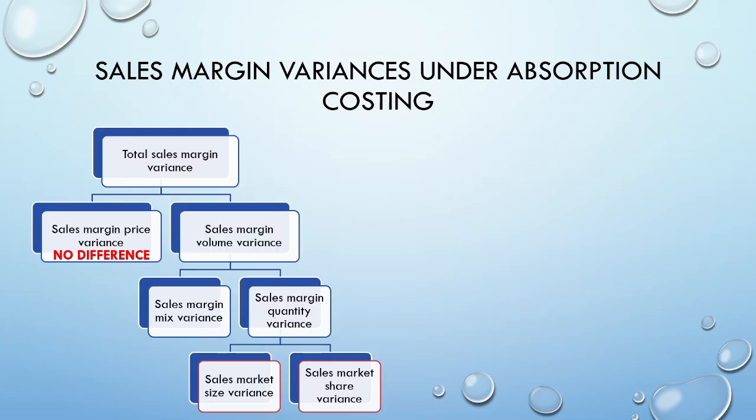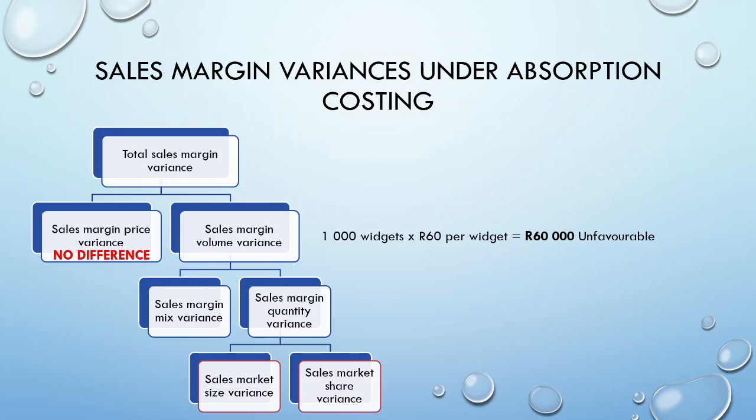Now remember, the only difference in calculating the volume variances under variable costing and absorption costing is that we use the profit margin rather than the contribution margin. So for our sales margin volume variances, we take the volume difference between the budgeted sales and the actual sales of 1,000 widgets, and instead of multiplying it by the 100 Rand, we multiply it by the gross profit margin of 60 Rand to get 60,000 Rand unfavorable. Because we only had one product, the sales margin mix and quantity variances are not applicable. Remember, the quantity variance and the volume variance are therefore the same.